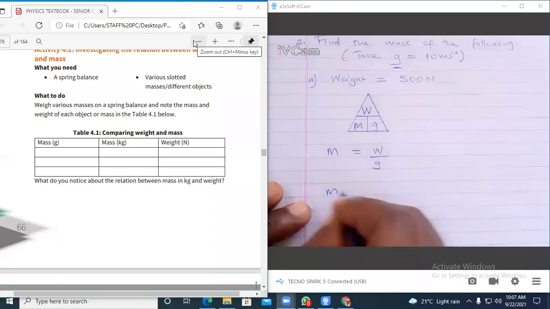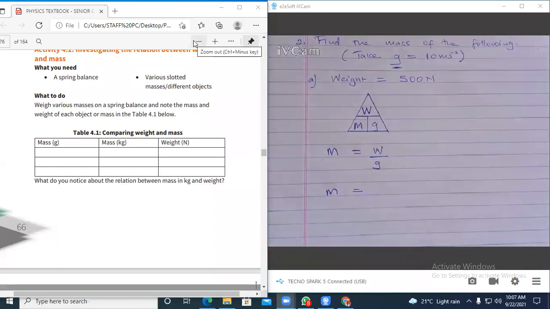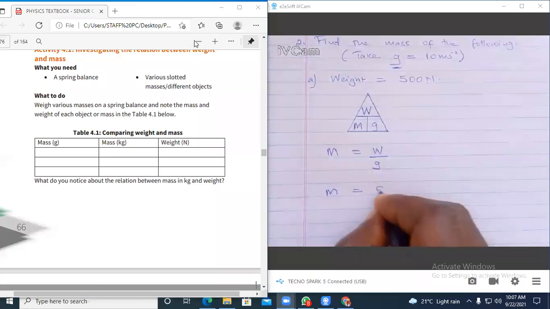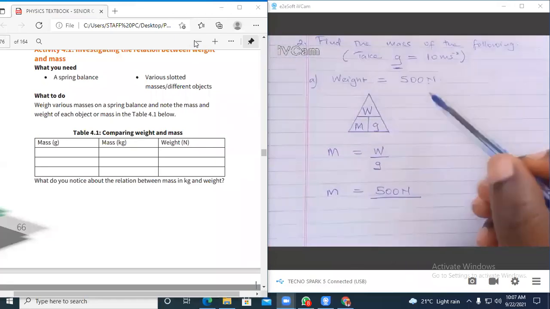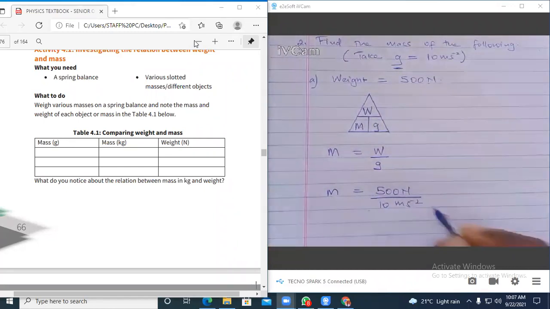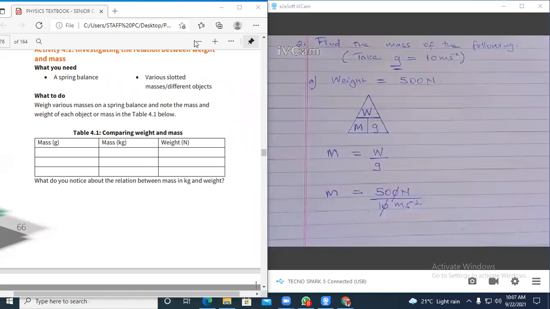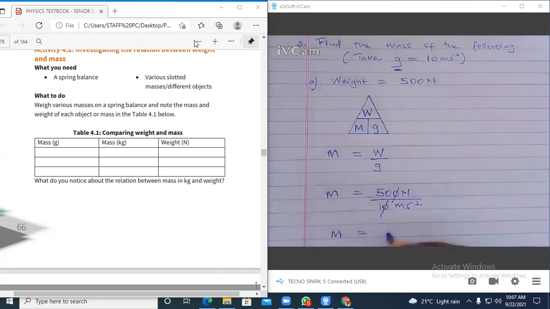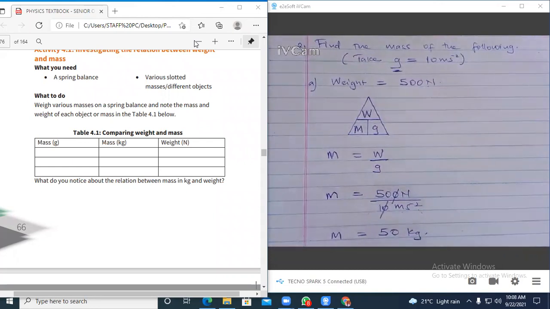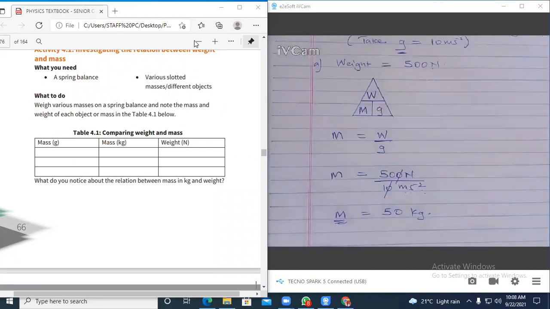So for part A, mass is equal to the weight. What is our weight? 500 newtons divided by, what's the acceleration? 10 meters per second squared, isn't it? Okay, so when we divide this by this, what do we get? 50. So newton over meters per second squared is a kilogram, because mass is measured in kilograms.